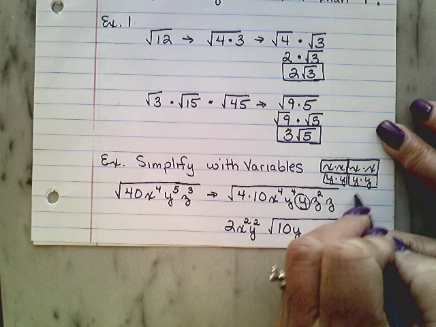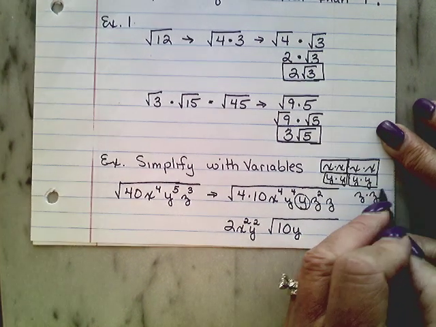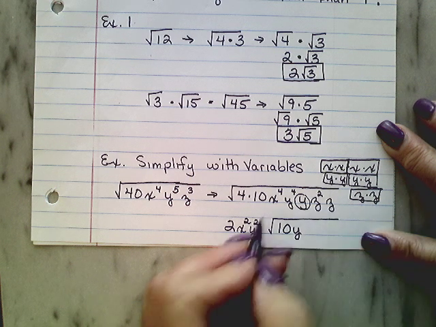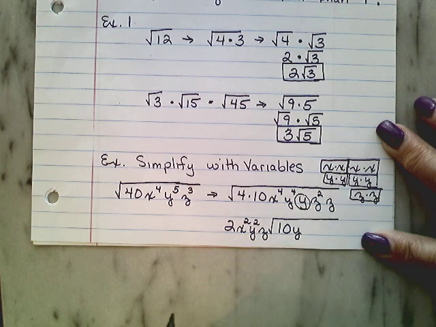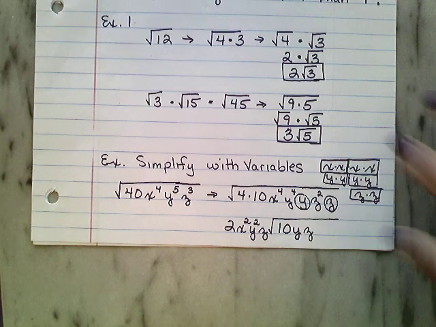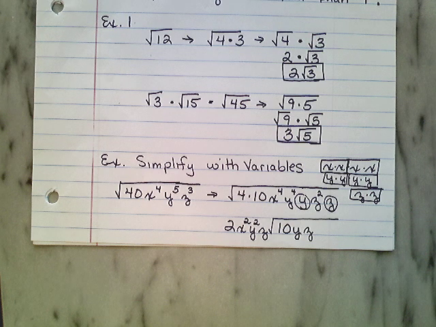Z squared would be z times z. And since I only have 2, that means I have 1 square root. So that goes on the outside. But I still have 1 left over, and that's going to go on the inside. All right. Next one should be rationalizing the denominator.